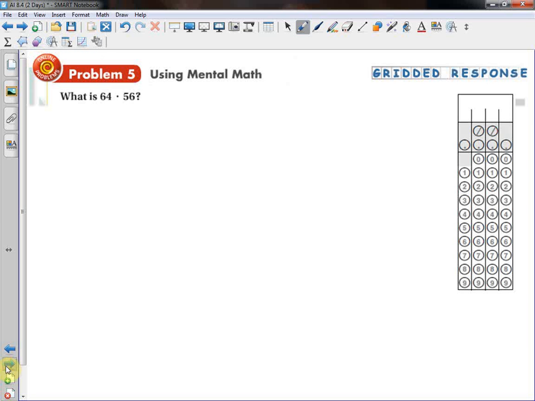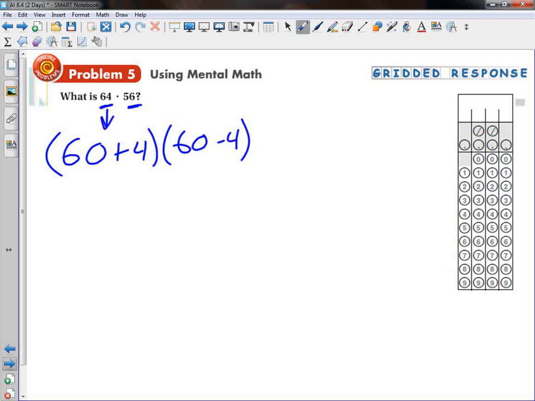All right, here's another mental math problem for us to try. We have 64 times 56, and we should notice a pattern here, or that those two numbers are related in a certain way. And the way they're related is they're both 4 away from 60. 64 is 4 above, 56 is 4 below. So I could rewrite this as 60 plus 4 times 60 minus 4, where 60 plus 4 is 64 and 60 minus 4 is 56. So what we really have is the same exact problem. The only difference is we changed the way it looked a little bit.